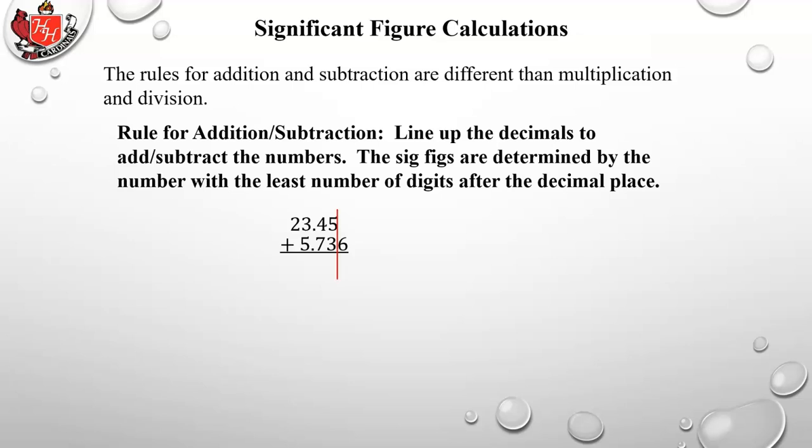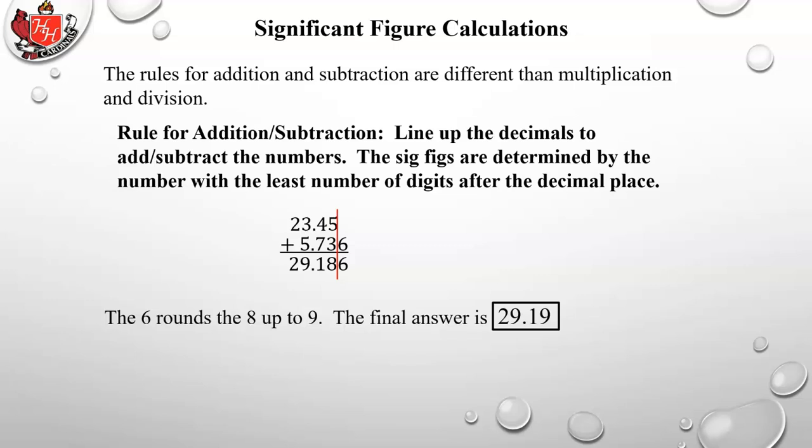And then first we're going to put a line right next to the 5, because that has the least number of digits. The 23.45 has the least number of digits after the decimal. So you put a red line there, and then you simply add. And so everything to the left of that red line, 2918, are significant. The 6 is the rounding digit, so there we go right there. And so your final answer is 29.19.